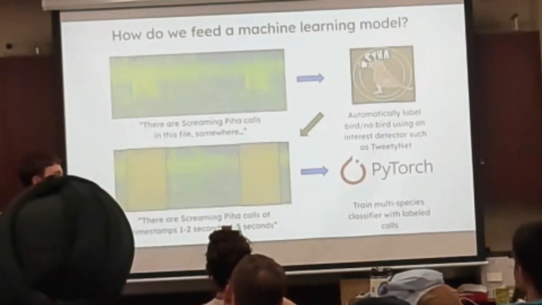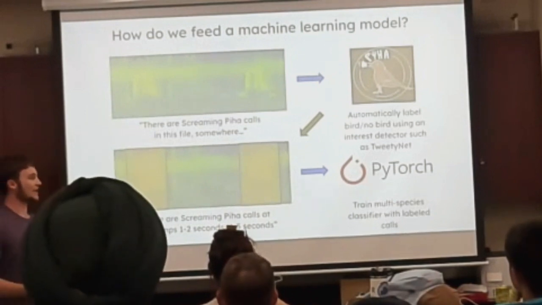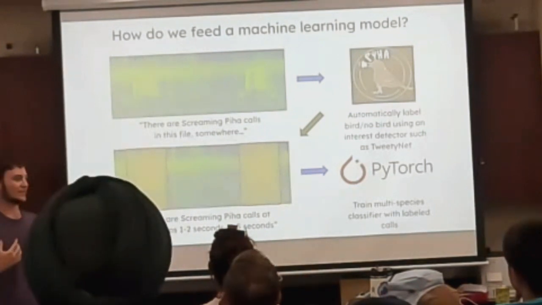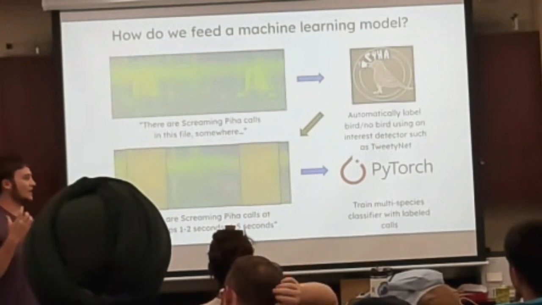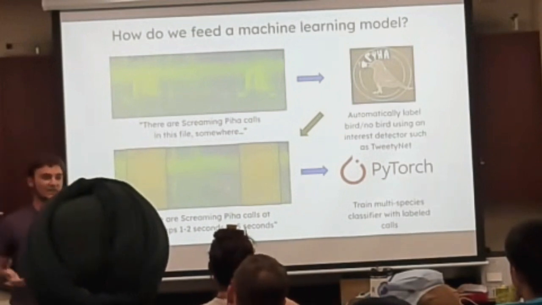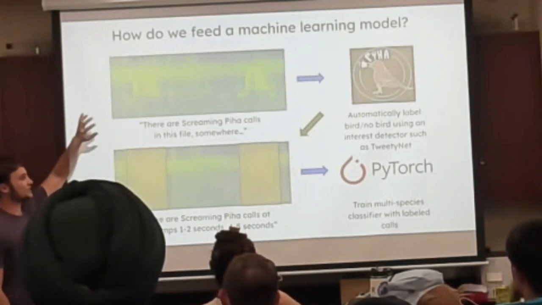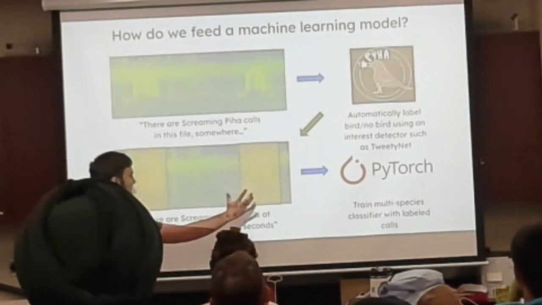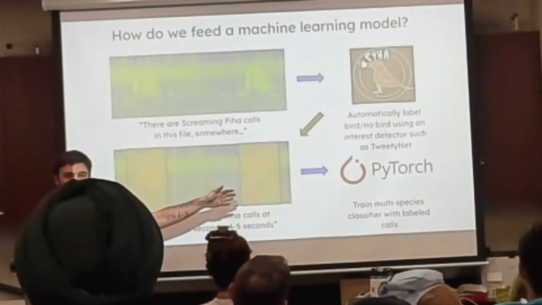So my team in the past developed a technique called PyHa, and that just uses someone else's model to detect where in the clip there is some kind of bird noise. It doesn't know exactly what bird noise it is; that's what we're trying to work on. It just knows there's some kind of bird noise here. And we use the label on the file level to just attach that. So if someone said there's a screaming piha in this clip, we just assume there's a screaming piha here and there's a screaming piha here. And then we put that all in PyTorch to train a multi-species classifier.